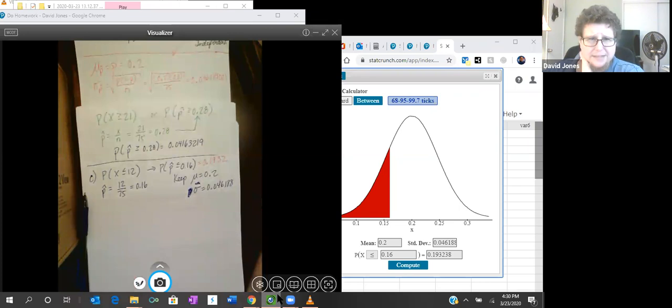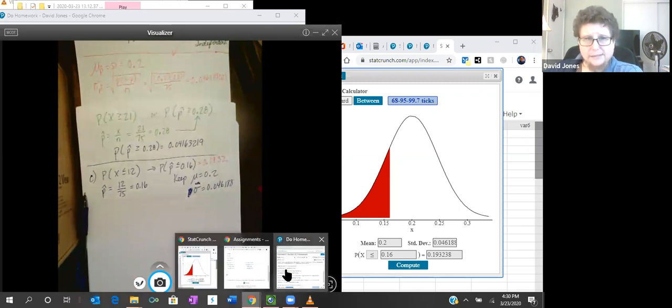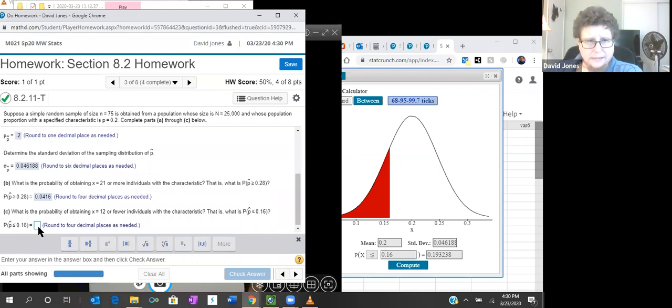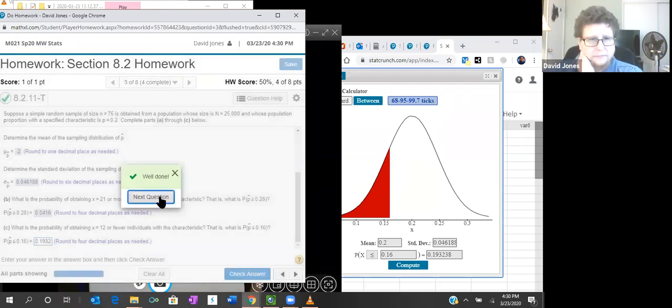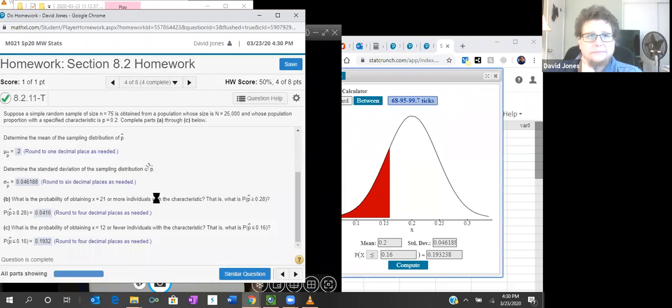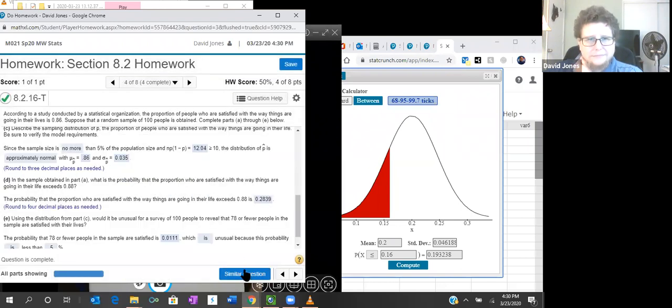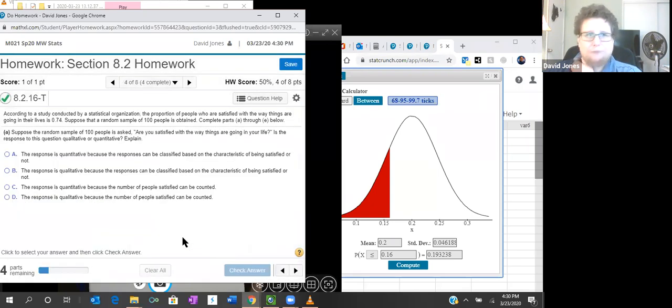I'll pause and leave this up for a second if you need it up longer though. Okay, let's take a look at it. 4 decimal places indeed, 0.1932. That was it for question 3. We're also going to look at question 4.